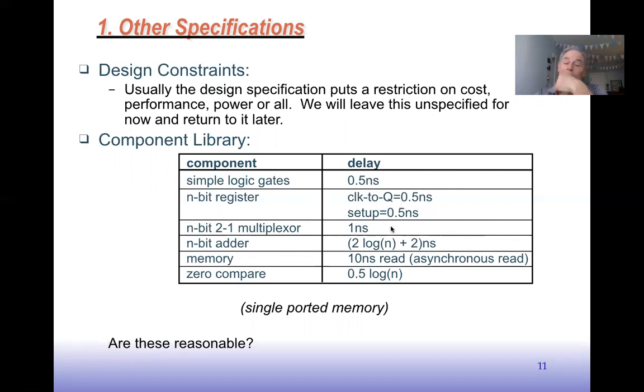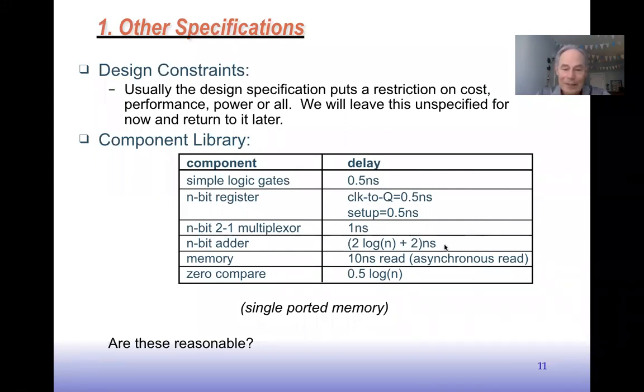N-bit 2-to-1 multiplexer. Again, the delay won't be a function of n because the n-bit multiplexer is just a bunch of multiplexers in parallel with one another, so there's no dependency between the bits. So this should not be a function of n. And it should be more than a gate delay, since you can do this with a couple of gates. So I just said 1 nanosecond. It's kind of made up, but it's somewhat reasonable.